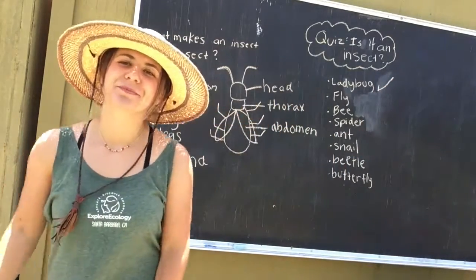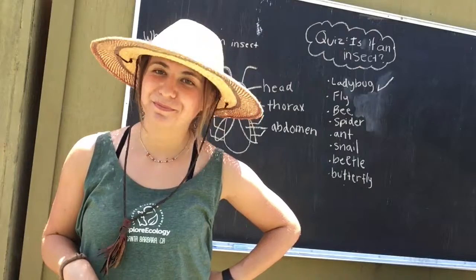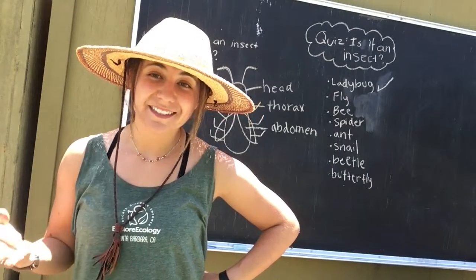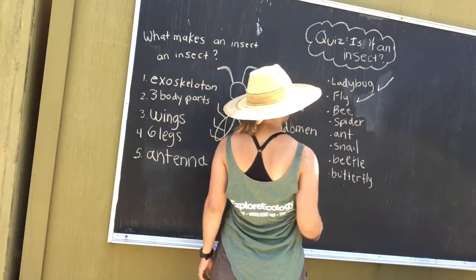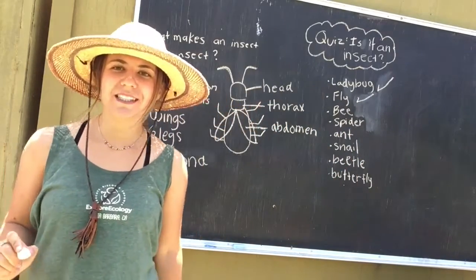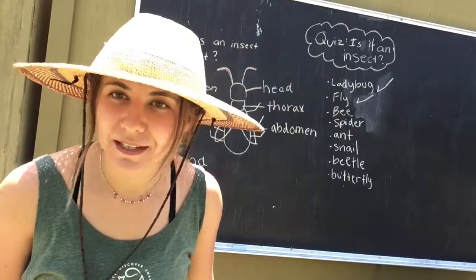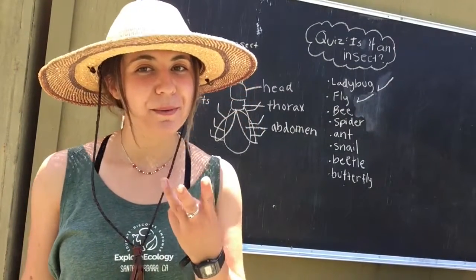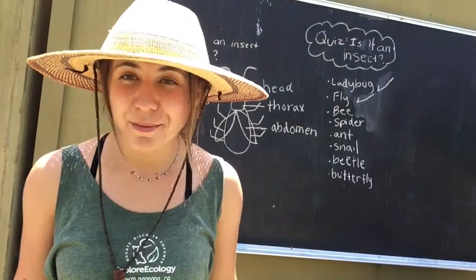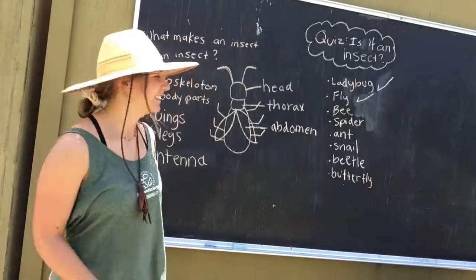How about a fly? Do flies have wings? How about 6 legs? They do indeed. Flies are also an insect. Third on the quiz is a bee. Is a bee an insect? They do have antennae. They have 3 body segments. They do have wings and 6 legs.